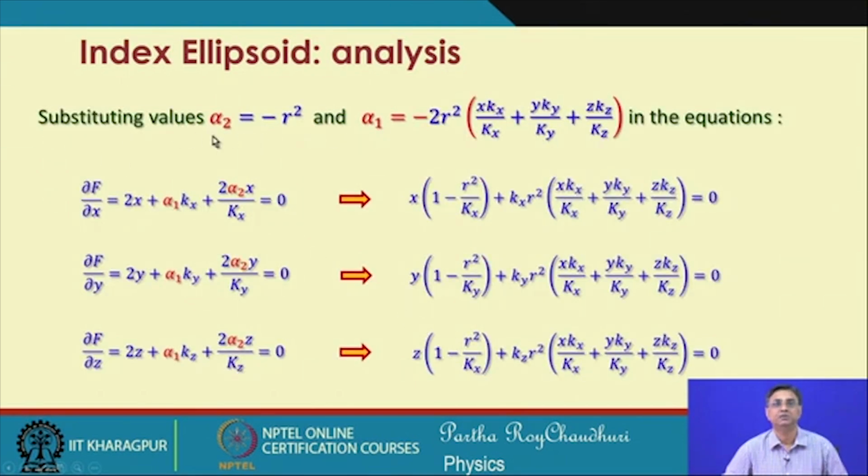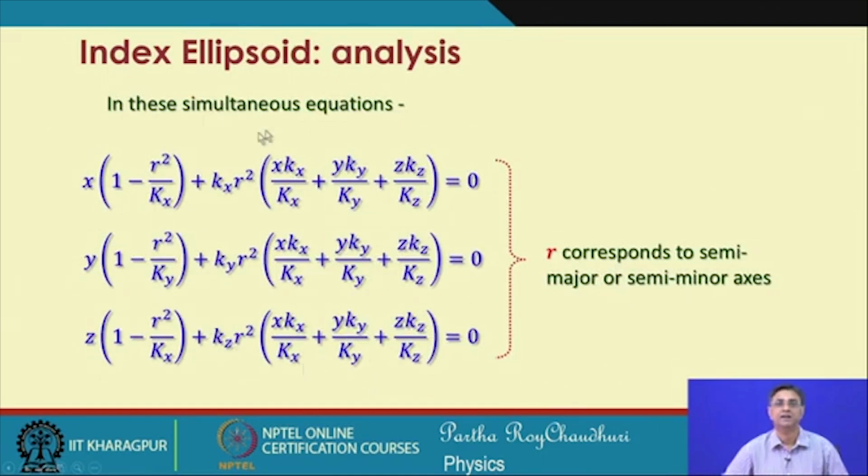Now, we substitute these values of alpha 2 and alpha 1 back into these equations. So, if we substitute in this equation, I will get this equation, and when I substitute into this extremum condition equation, I will get this equation which is the y component, and when I substitute into this equation, I will get the next. So, again I get a set of 3 equations corresponding to the 3 extremum conditions. These 3 equations will constitute the eigenvalue equation. So, this R corresponds to the semi major and minor axis in this set of 3 simultaneous equations. You can see R square appearing everywhere, here also R square.